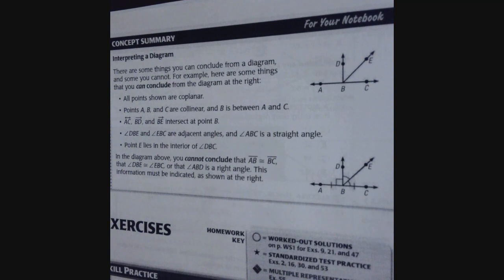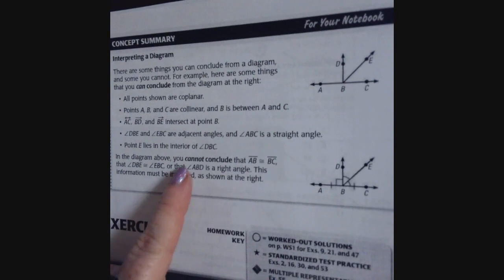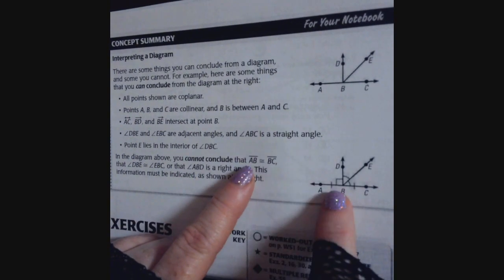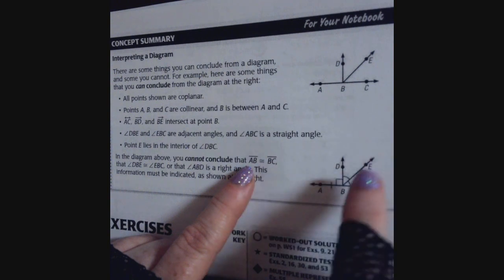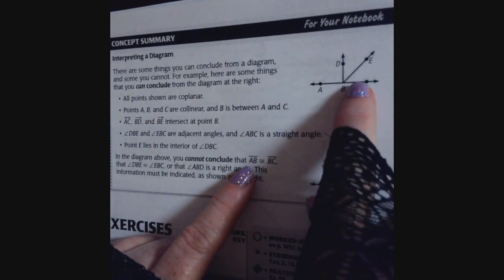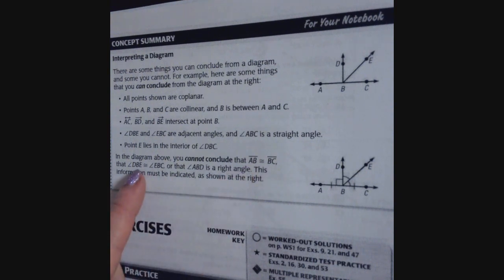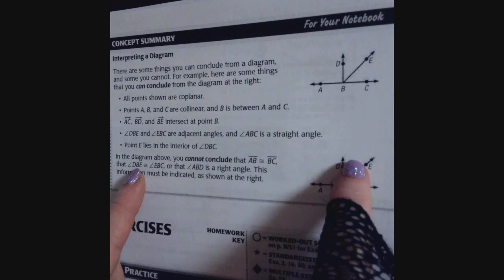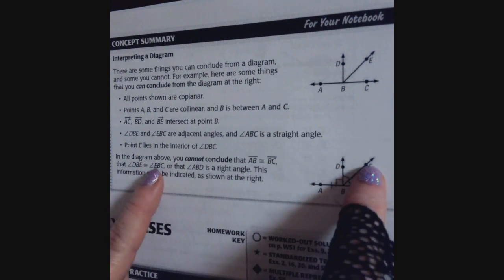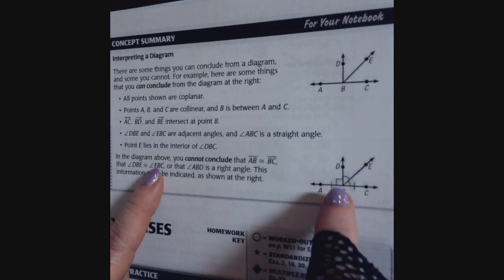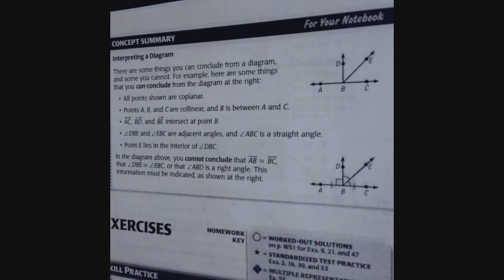Nothing more is labeled. So they're going to tell you some of the mistakes that people will make. In the diagram above, you cannot conclude that AB is equal to AC, because it does not say that it bisects. So you can't say this segment is the same as that. That would be false. There's no marking showing they're the same. So that's one thing that you cannot conclude. That angle DBE is congruent to angle EBC. It doesn't show that, so you cannot assume that they're equal to each other.